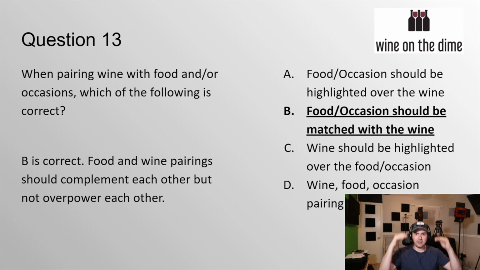You want everything to be even on par, and that not only includes when you're pairing food with wine, but you're pairing the occasion. If it's laid back, don't bust out a bottle of $400 champagne. At that point, you're just being a douche. You just chill with friends and drink some damn rosé or something.